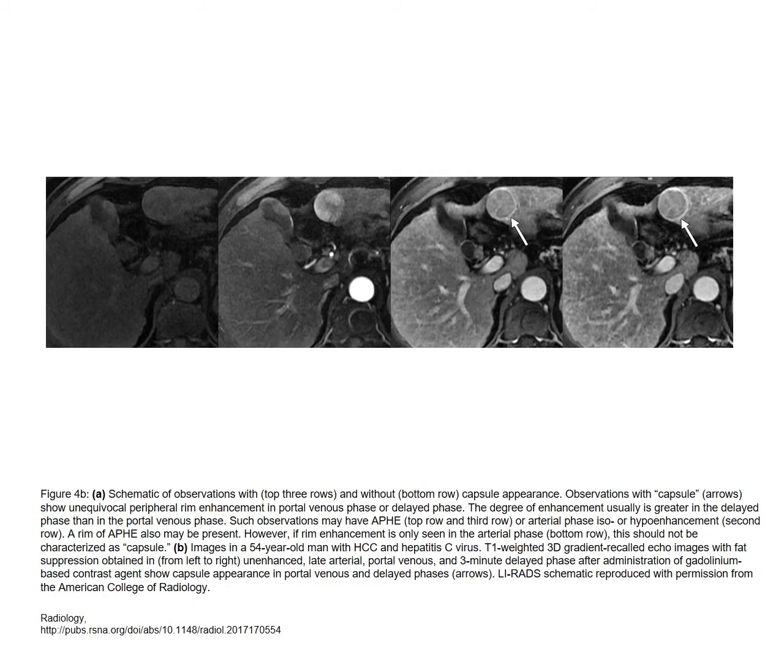Here's a nice case of a 54-year-old man with HCC, and you can see a hypointense lesion in the left lobe of the liver on the pre-contrast images, which shows hyperenhancement on the arterial phase. Then it shows washout and a capsule on the portal venous phase, which becomes more pronounced on the delayed phase imaging.